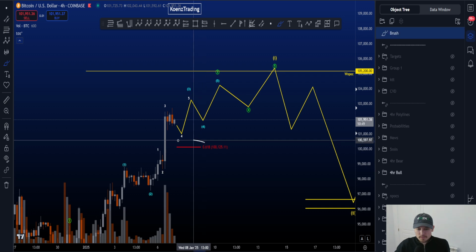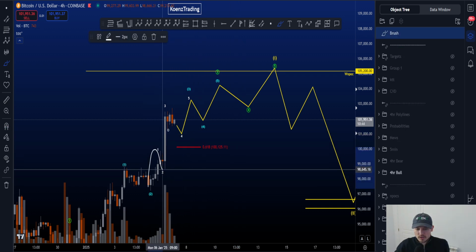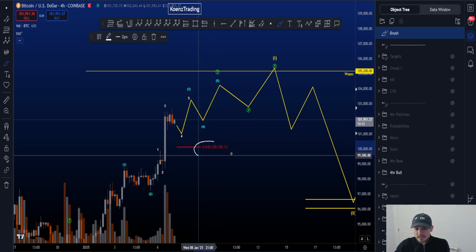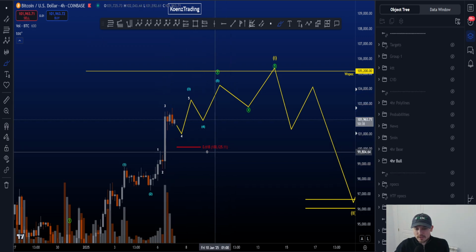More locally, the invalidation for your white wave 4 and then a 1, 2, 3, 4, 5 is the 0.618 here, taken from the low of 2 to the high of your 3 at 100.1k.